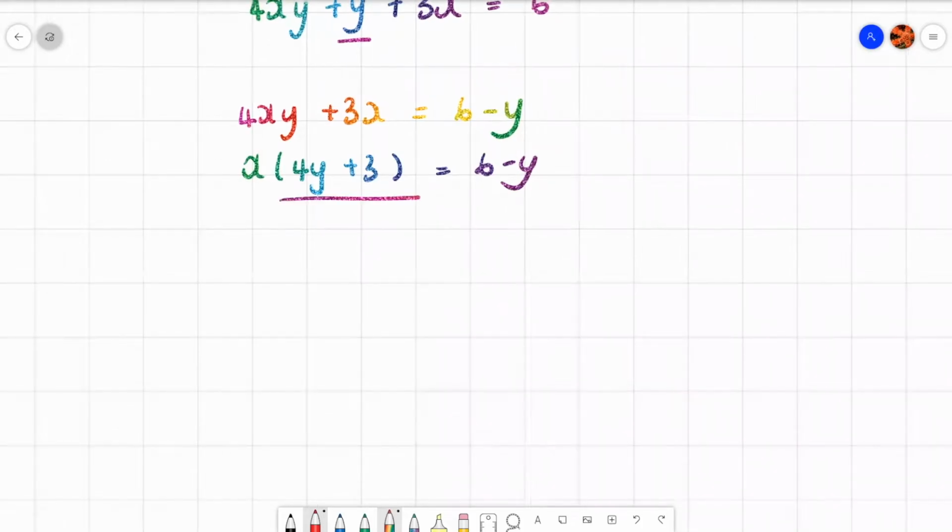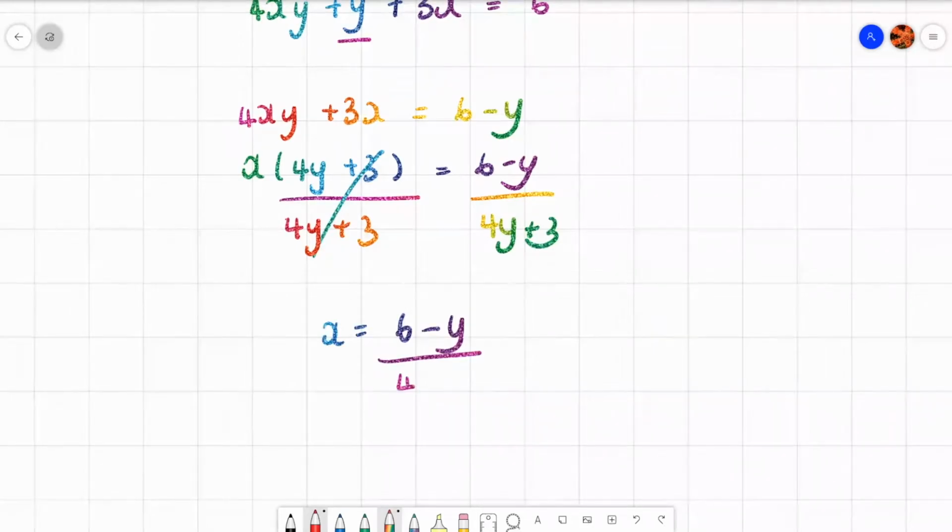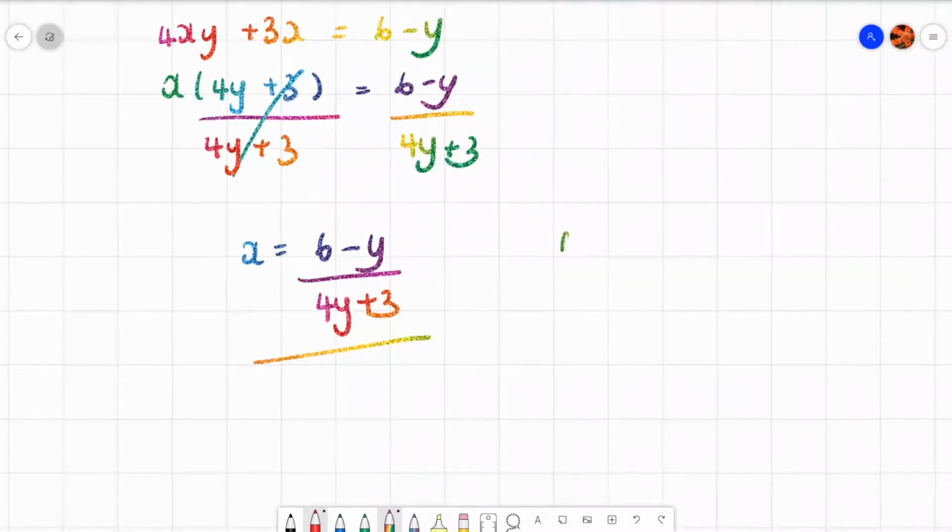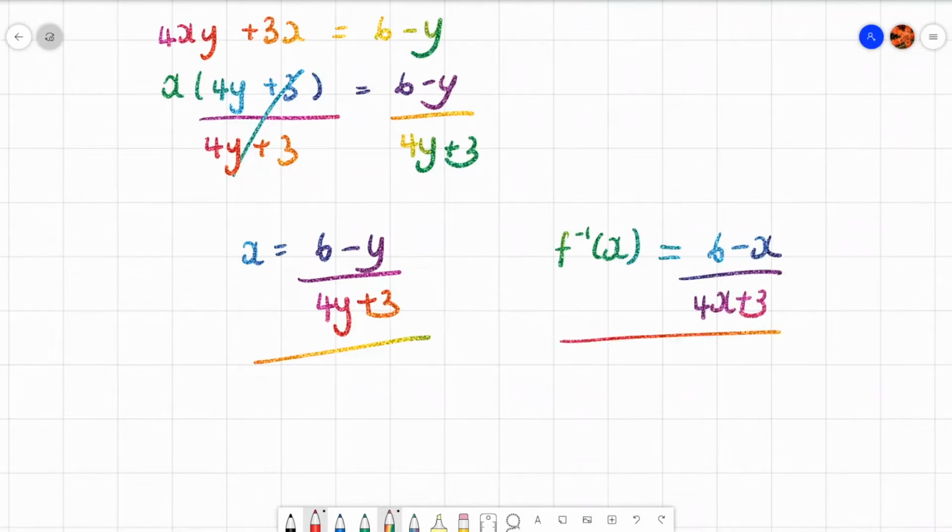So we need to get rid of it. So we're going to divide both sides by 4y plus 3. That goes, so I'm left with x equals 6 minus y over 4y plus 3. And there you are. Now that's not your final answer. So remember, I need to change the x into f minus 1 of x. That means it's the inverse. And replace the y with x. And there you are. That is your final answer.